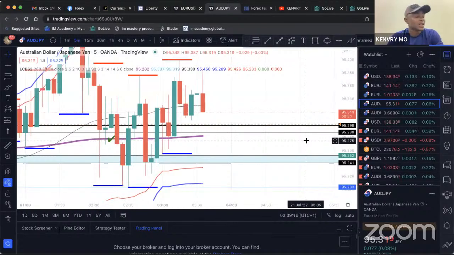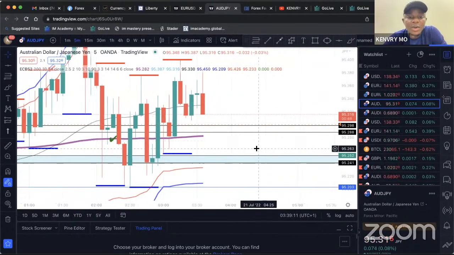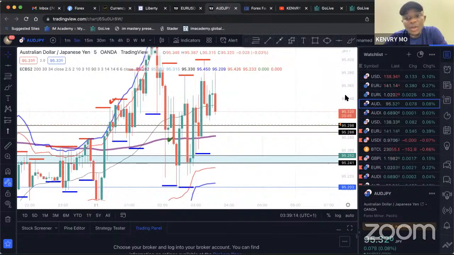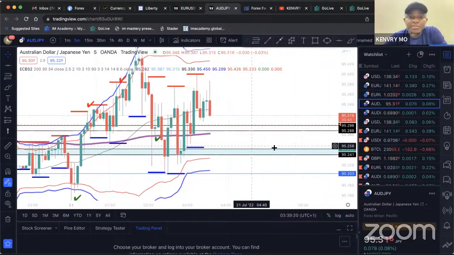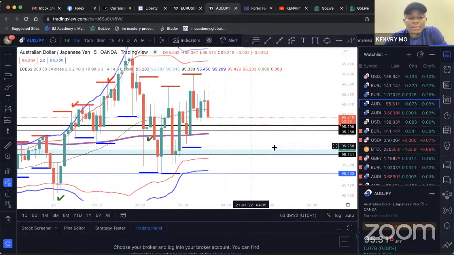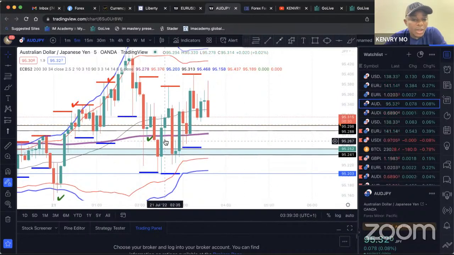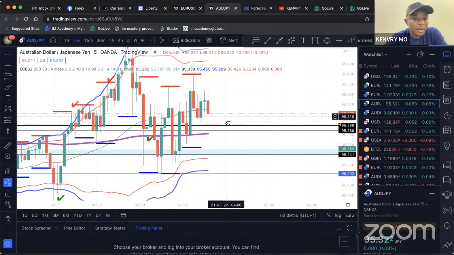Six more minutes to the next timing. Let's see what happens. Like I said, let's see what happens within the next 15 minutes. It's done about 7 to 9 minutes of it. Something about this area, the market rejected, and it's rejecting right now.